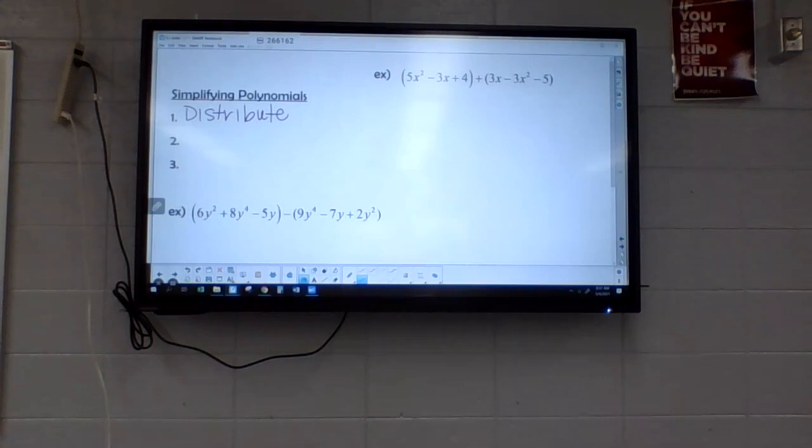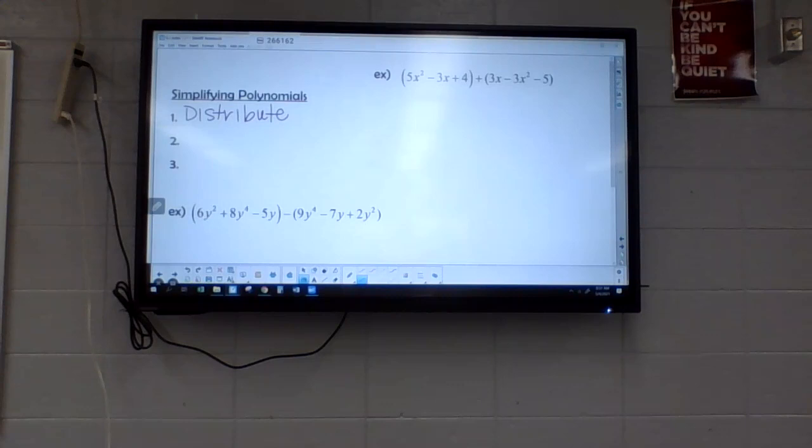What's the next highest one to work with? Yep. Negative 3x and 3x. Yep, so this negative 3x and then a positive 3x. What happens? They actually cancel because they're the same. Opposite signs, negative 3, positive 3 will just be 0x. We don't need to write that. And then I'm just left with a positive 4 and a negative 5. Now these two are like terms because they both don't have a variable. So it's 4 minus 5, which is negative 1.